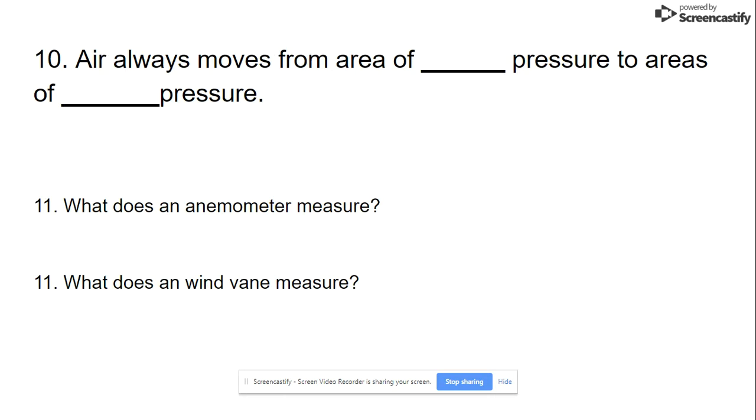Air always moves from the area of high pressure to areas of low pressure. Always, that's the way it moves. What does an anemometer measure? It measures wind speed. What does a wind vane measure? It measures wind direction.